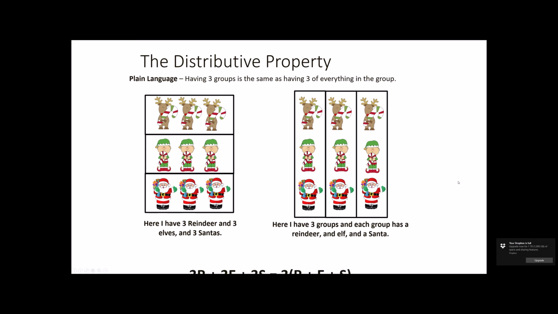Over here on the left, I have 3 reindeer, and I have 3 elves, and I have 3 Santas. All the reindeer are together, all the elves are together, and all the Santas are together. But over here on the right, I have 3 groups, and each group has 1 of each. 2 different ways to represent the exact same story.